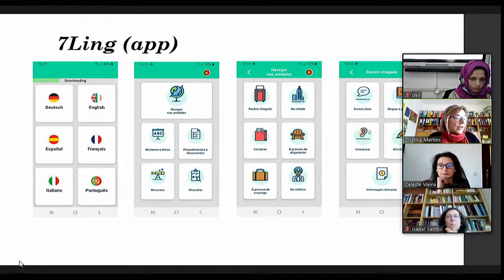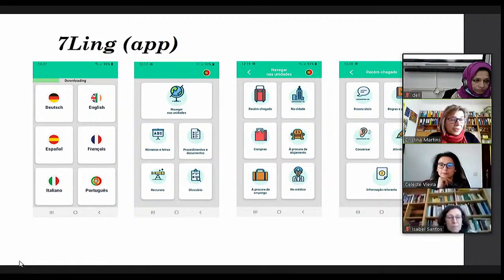The main menu gives access to the thematic units and to transversal content, numbers and letters, information on procedures and documents, besides grammatical and lexical contents. Activities and other resources are divided into 6 thematic units: just arrived, in the city, shopping, looking for a flat, looking for a job, and at the doctor.